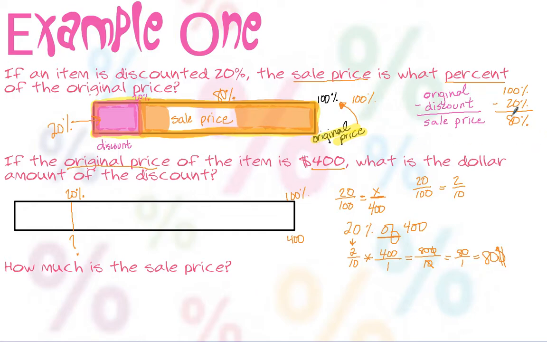Up here, I found out that if I take my original minus my discount percentage-wise, it gives me the sale price as a percent. This would then be the same, so now I know that this chunk right here is equal to $80. So this $80 plus whatever this is, my sale price, should give me 400. So I know my discount plus my sale price should equal the original price.